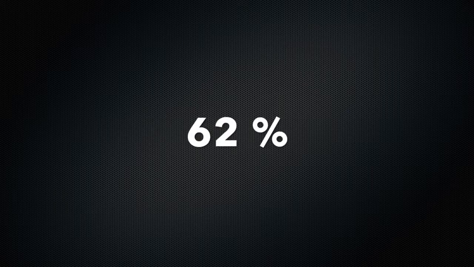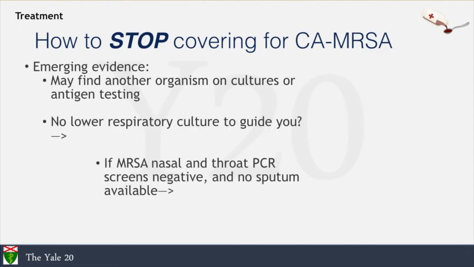Speaking of, do you remember how often that happened in the EPIC study? That's right, 62%. Remember back in the diagnosis section when I said we'd come back to the MRSA swab? Well, there's emerging evidence suggesting that if the MRSA nasal and throat PCR screens are negative and no sputum is available, you can narrow to remove MRSA coverage.